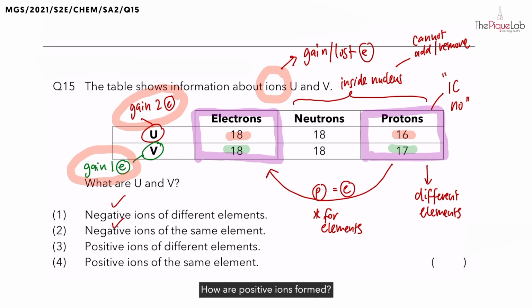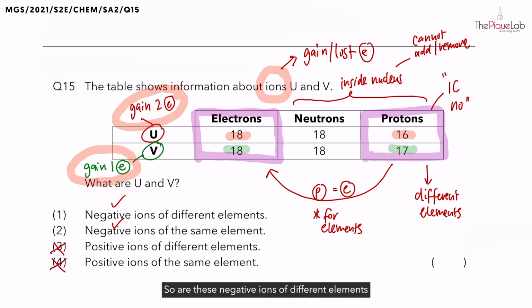How are positive ions formed? Positive ions are formed if the elements lost electrons. And if they lose electrons, would they have more protons or more electrons? They would have more positively charged protons than electrons, making them positive ions. And that's not the case here. So we can eliminate options 3 and 4.